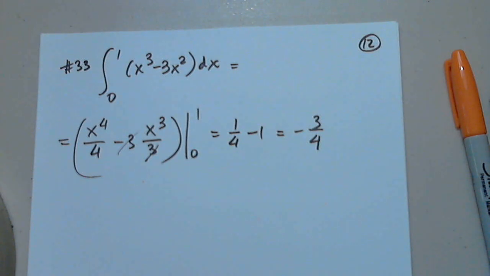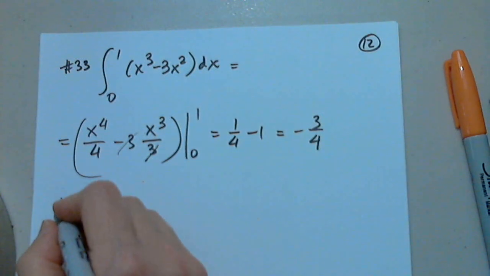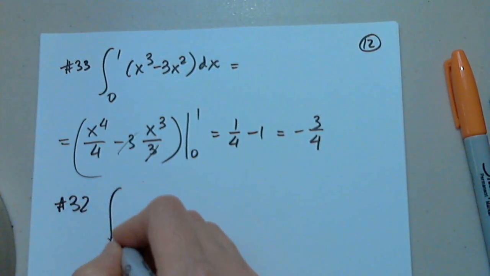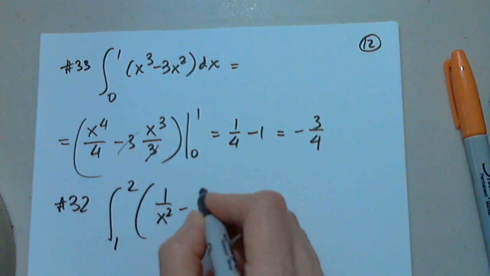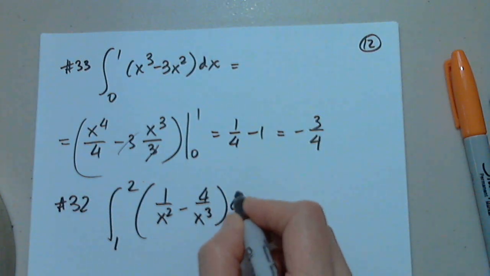Okay, my turn to choose. I would like to choose 32. The integral from 1 to 2 of 1 over x squared minus 4 over x cubed dx.